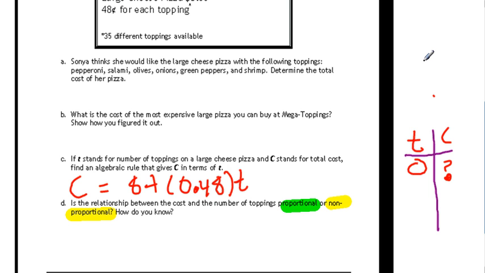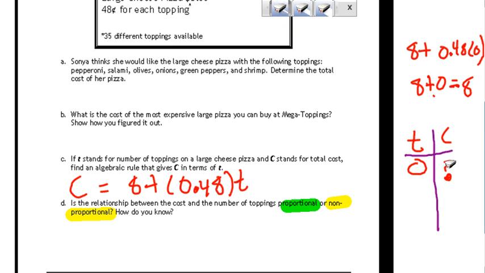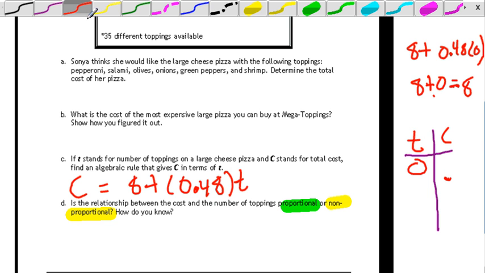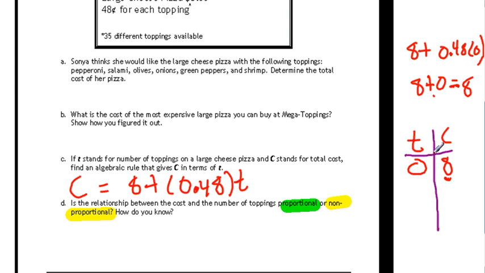All right, welcome back. I gave you a couple of seconds to think it out. Think about this: how much do we have to pay for each topping? It's 48 cents. What happens if we have 0 toppings? It'll be 8 plus 0.48 times 0. That'll be 8 plus 0, which equals 8. So instead of a question mark, I'd get 8.